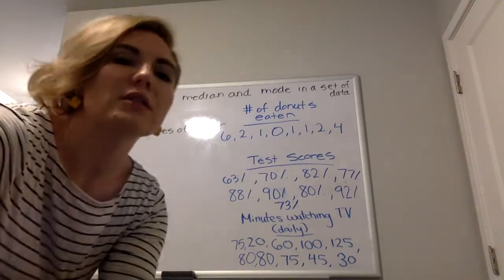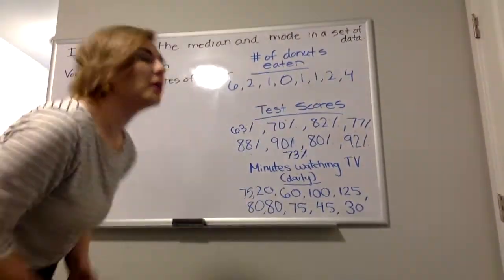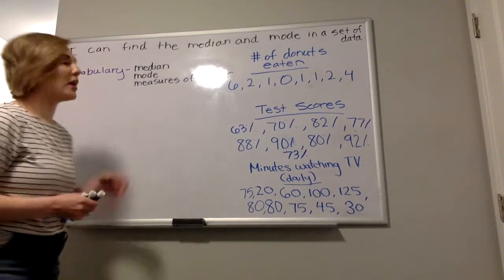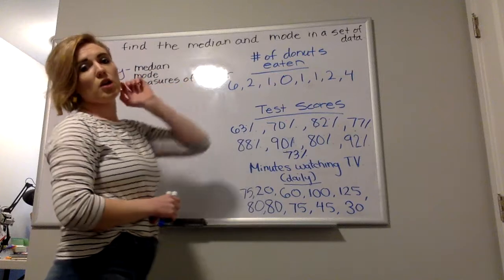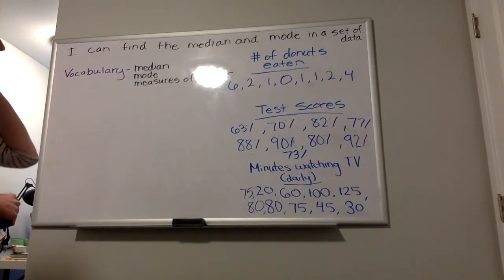So we're going to go over lesson 2. Lesson 2, our I can statement is I can find the median and mode of a set of data. So finding the median and the mode.